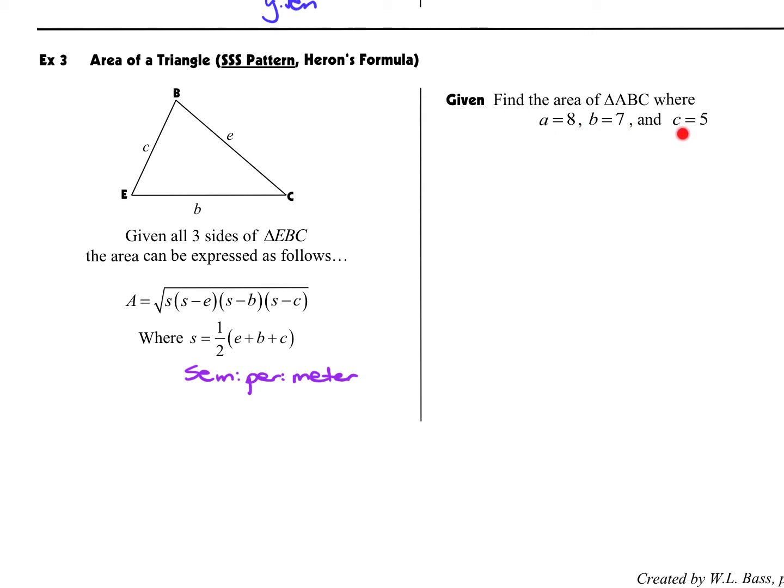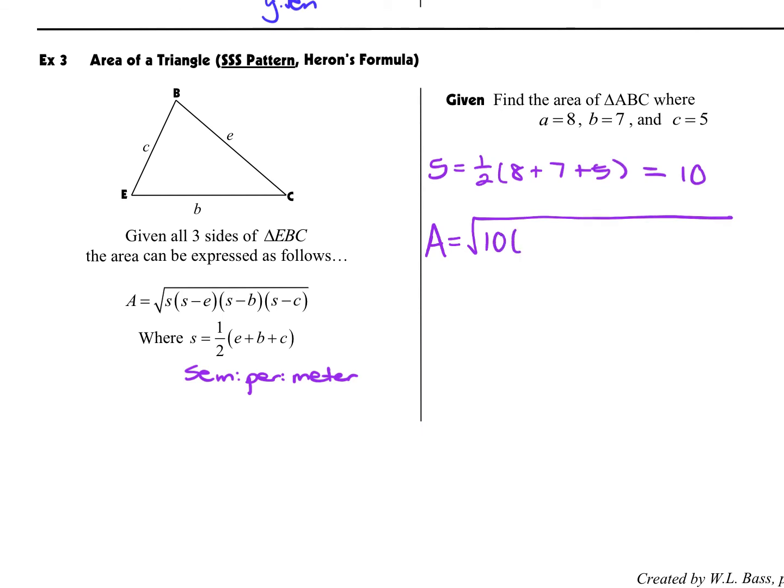Let's say that I knew all three sides of my triangle. I'm going to go ahead and find my semi-perimeter first. So we're going to do 1/2 of 8 plus 7 plus 5, and that's going to give us a really quick 10. Now our area is going to be then the square root. We're going to take the semi-perimeter, and then we're going to take the difference between the semi-perimeter and each side that we're given. So we're going to do 10 minus 8 and 10 minus 7 and 10 minus 5.